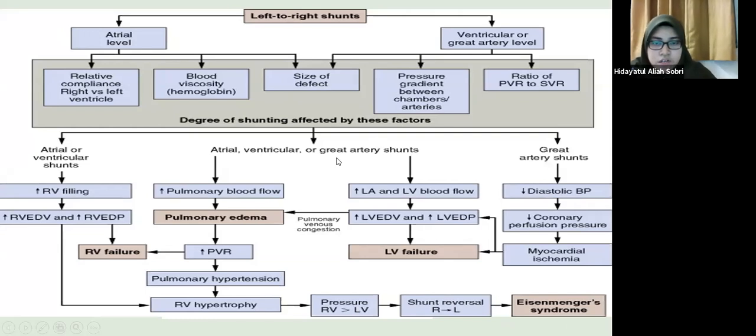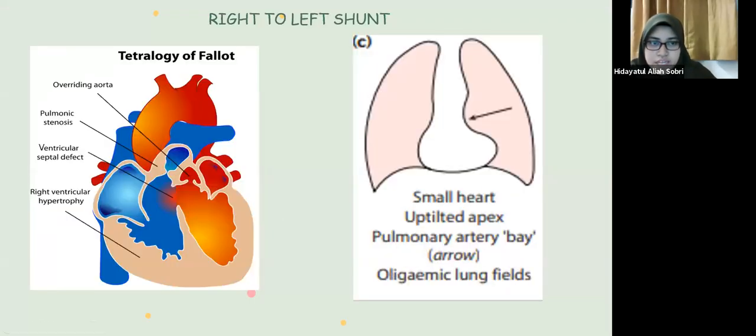And also, this left to right shunt can cause an increase in left atrial and left ventricular blood flow, that causes an increase in left ventricular end-diastolic volume and left ventricular end-diastolic pressure, that leads to left ventricular failure. And also this condition can lead to pulmonary venous congestion. So next, I will explain right to left shunt.